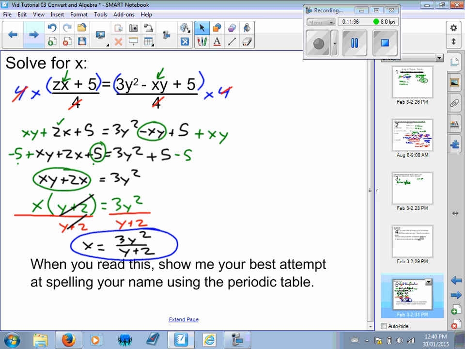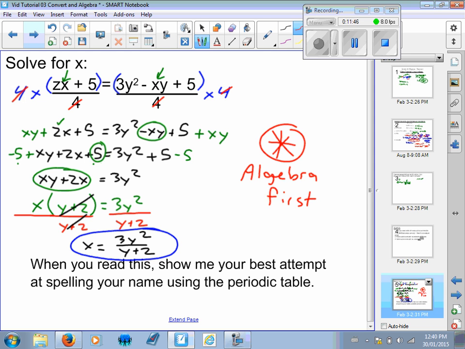And I strongly recommend, in the 7-step method that I've taught you, I strongly recommend algebra first. Get the equation to this form, what you want on the left, what you know on the right, and then plug the numbers in.